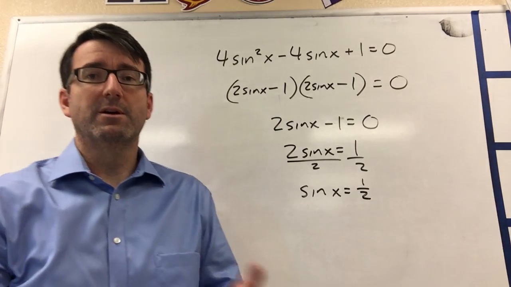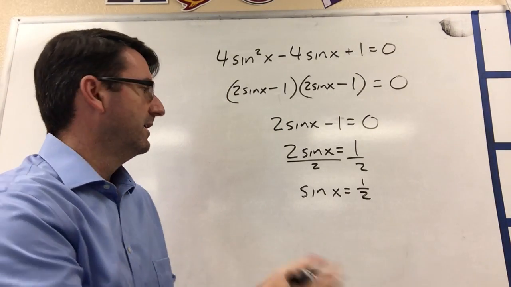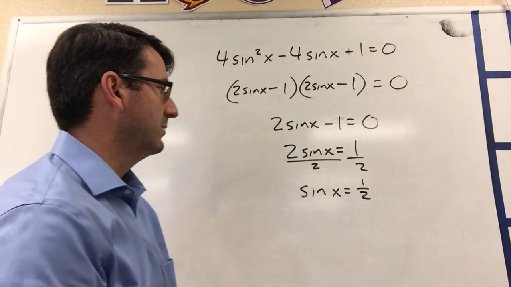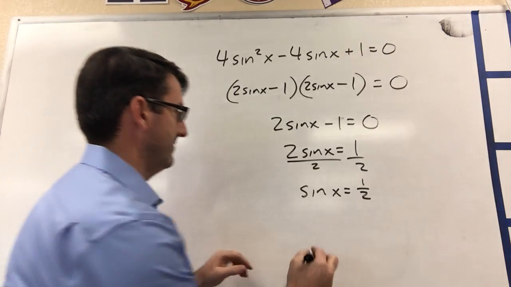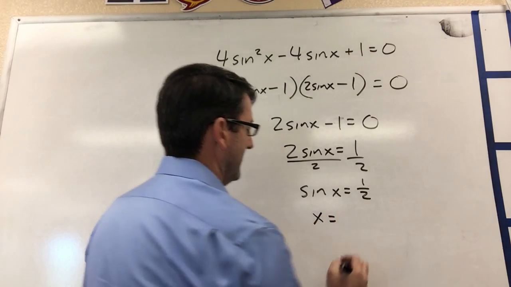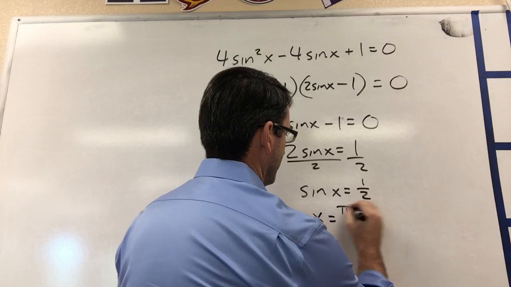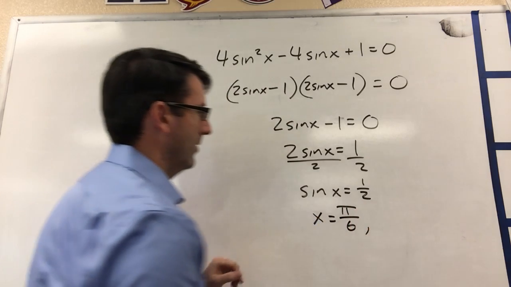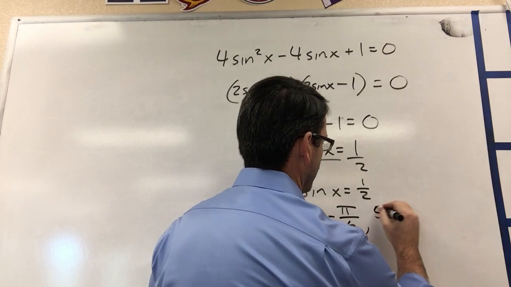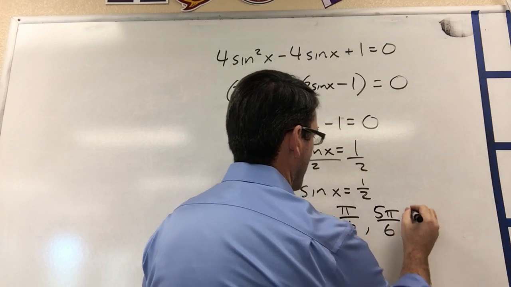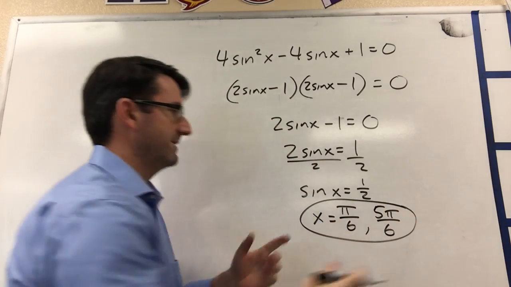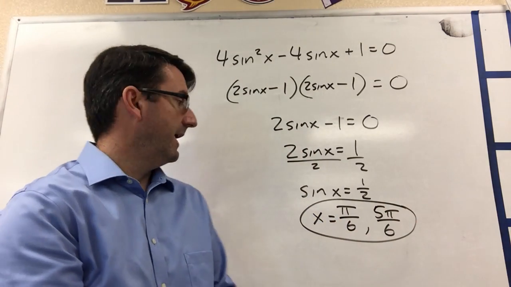And now we just need to look on our unit circle and see where sine is equal to 1/2. And that's going to be where x is equal to pi over 6, or when x is equal to 5 pi over 6. And those will be our two answers that are between 0 and 2 pi.